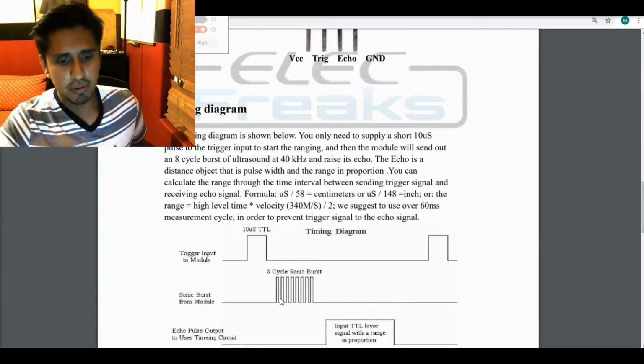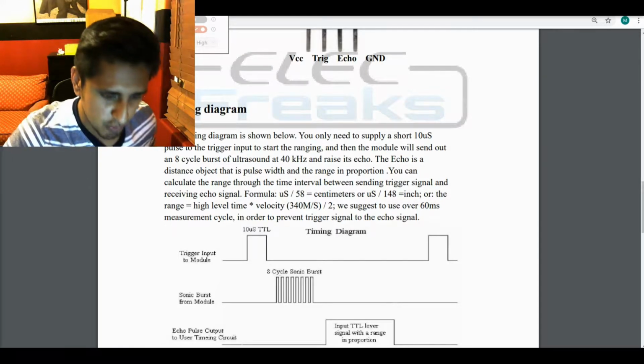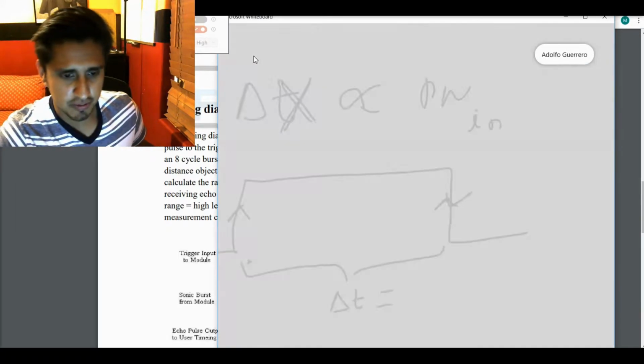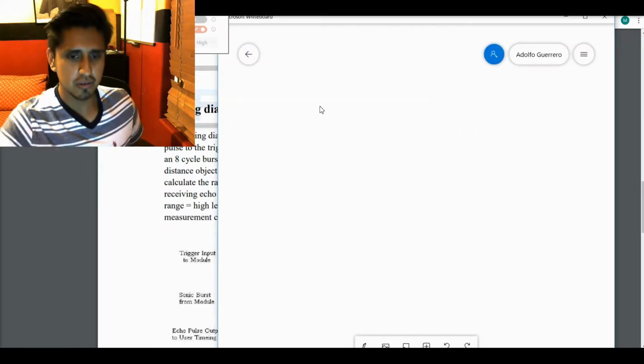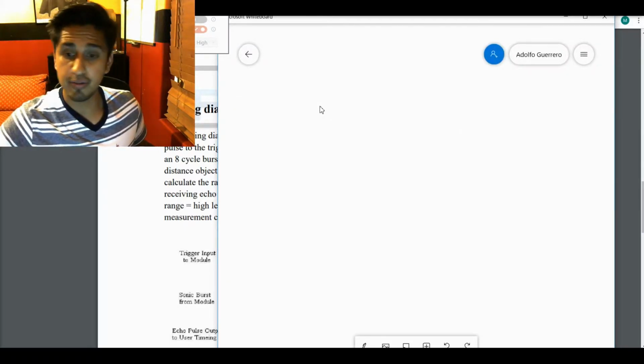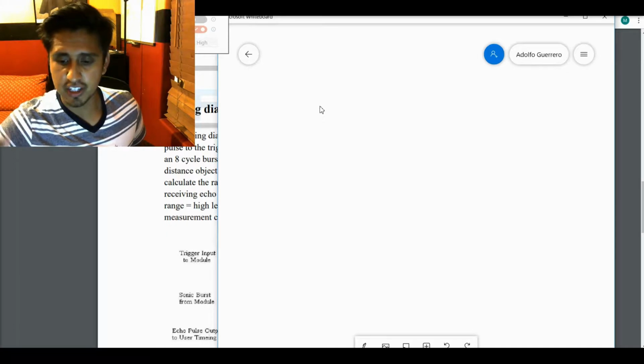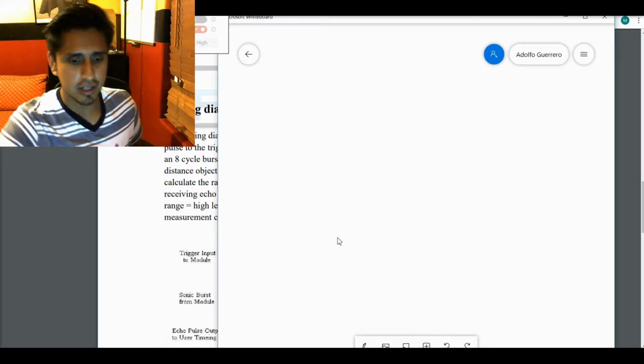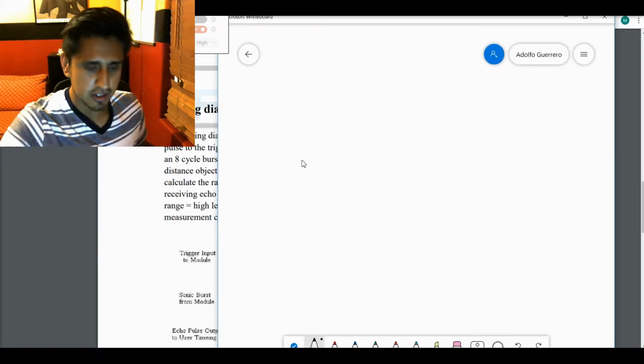Okay, so before we delve into the data sheet, first and foremost, I would like to talk a little bit about the physical intuition behind this. So how we can derive from first principles physics what we would actually need to measure in order to get a distance measurement. And so let's get this underway.